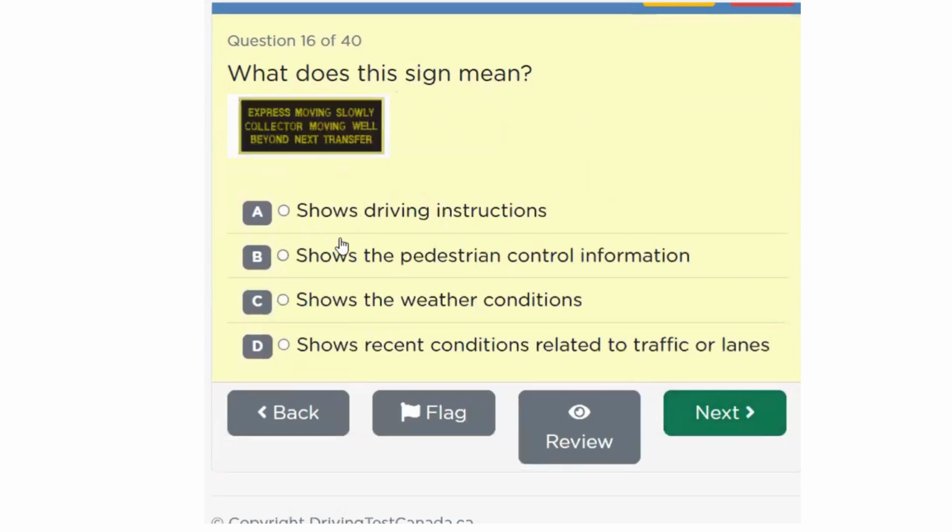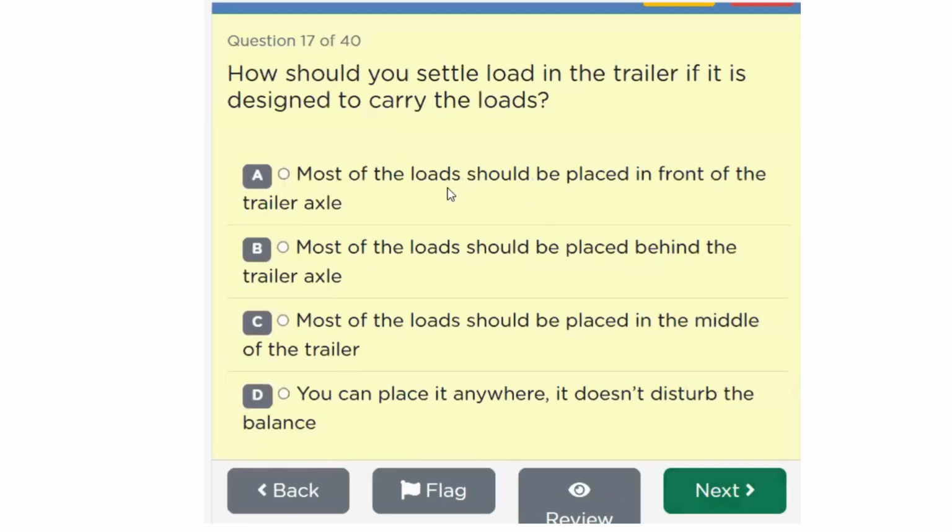What does this sign mean? Shows driving instructions. Shows where the condition. I think this one. How should you settle load in the trailer if it is designed to carry the loads? Most of the load should be placed in front of the trailer axle. Most of the load should be placed behind. Will be placed in the middle of the trailer.